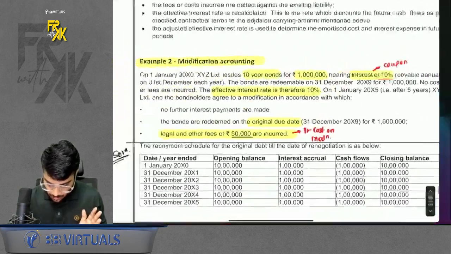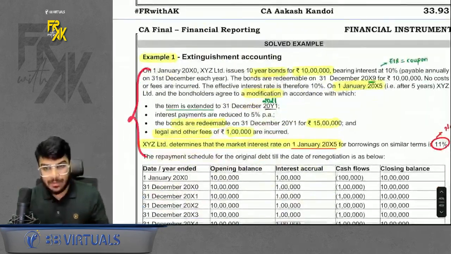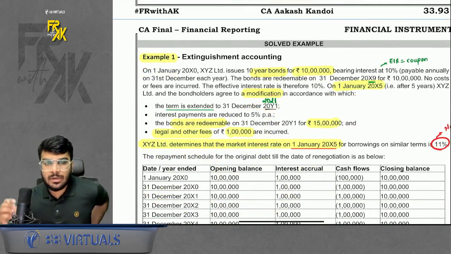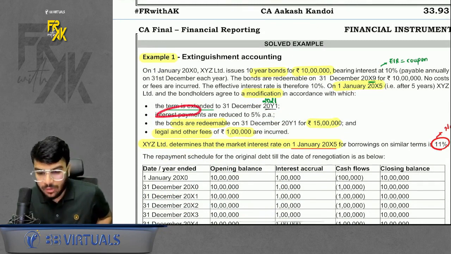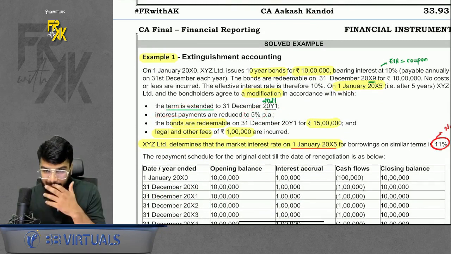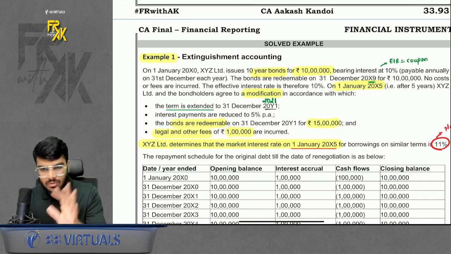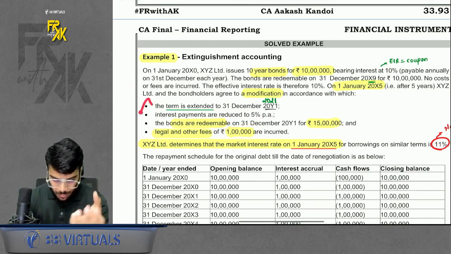This was example number 2. We also have one more example, example number 1, which was very similar to example number 2. The only difference is here the term is extended. In the previous question, the term was not extended. Here the term is also extended. Interest payments are not waived off. They are reduced to 5%. The bonds are redeemable at 15 lakhs and there is a TC of 1 lakh. TC means transaction cost. So the initial part of the question is the same. Only the modified part is different.